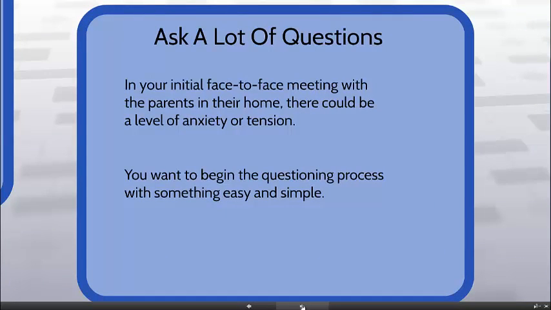In your initial face-to-face meeting with the parents in their home, there could be a lot of anxiety or tension. So you want to begin the questioning process with something easy and simple. A lot of times you have parents who have no clue what the recruiting process is all about. They have no clue what recruiting services do. Way back in the day, my parents didn't know anything about this either. They never went to college. And so you have to be smart in the kind of questions you ask them.